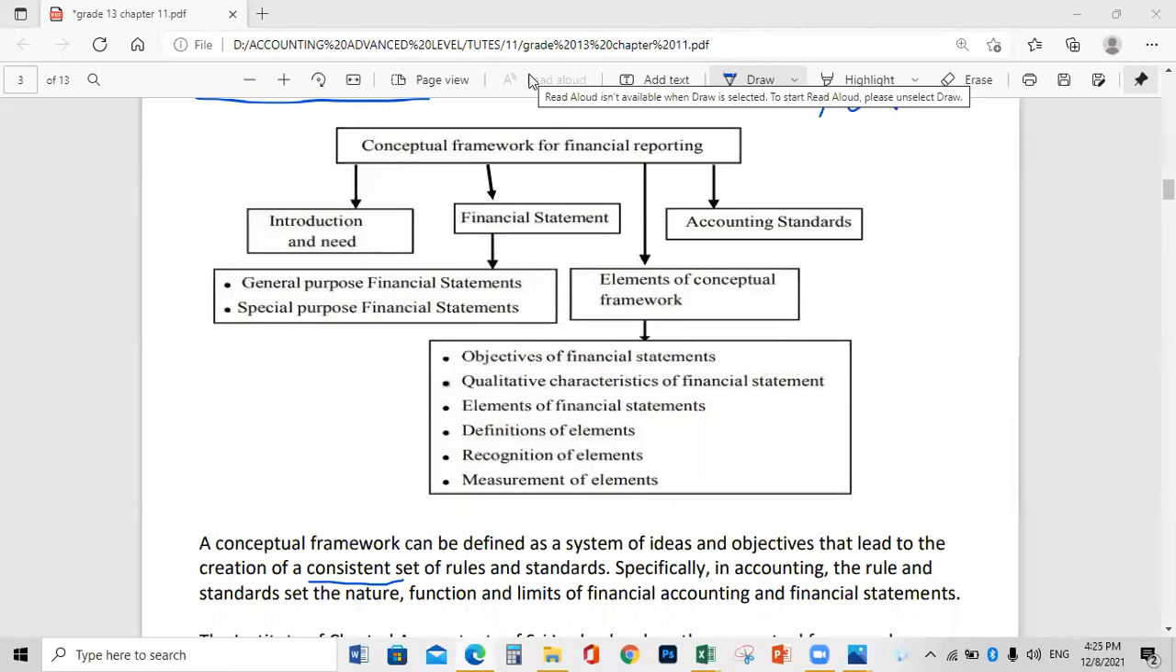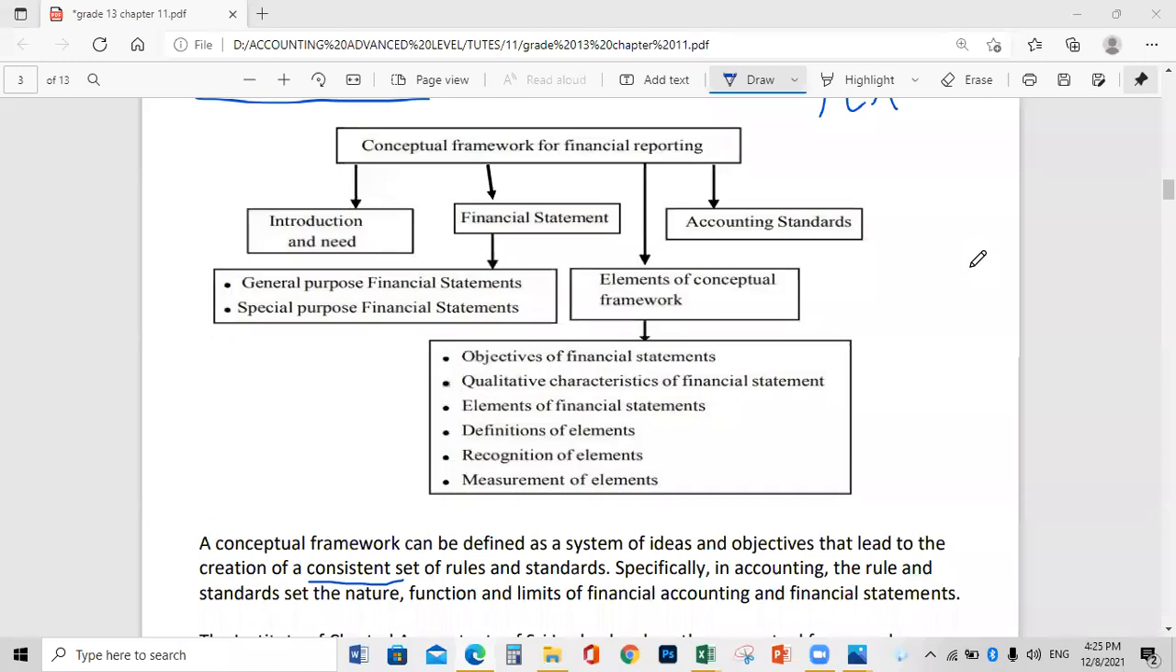So what did this conceptual framework do? It made things consistent. So in the conceptual framework, guys, certain common definitions were given, so that every standard has to follow these definitions. Okay, so the conceptual framework was like a guideline. When the standards didn't give you a proper definition, or when there is a problem in the standards, the conceptual framework helped the organizations when preparing financial statements.